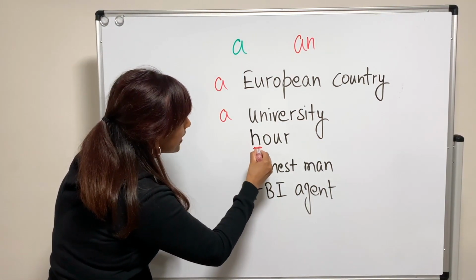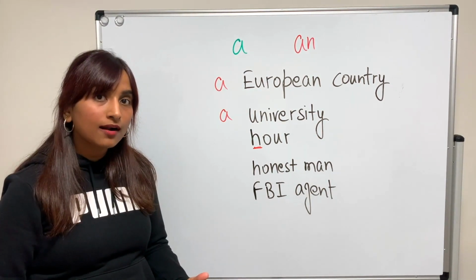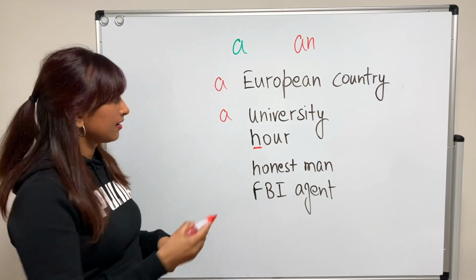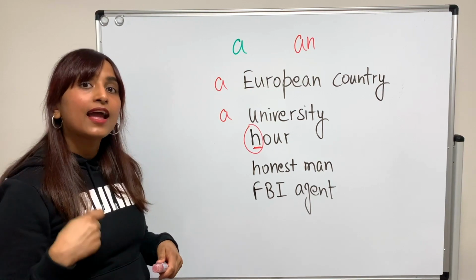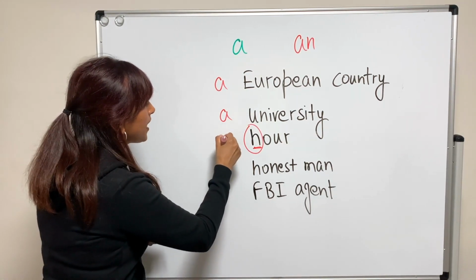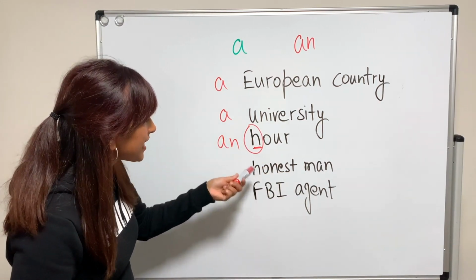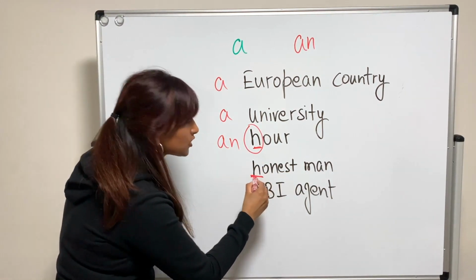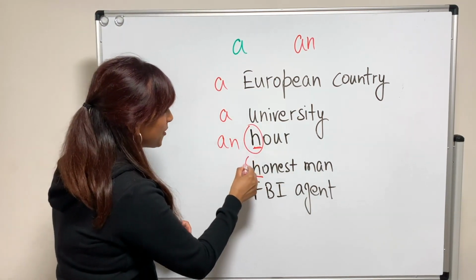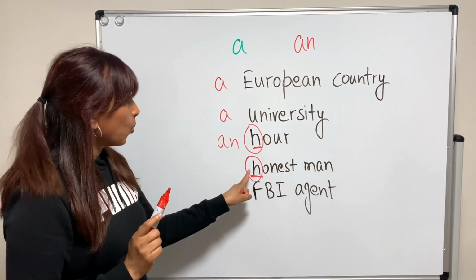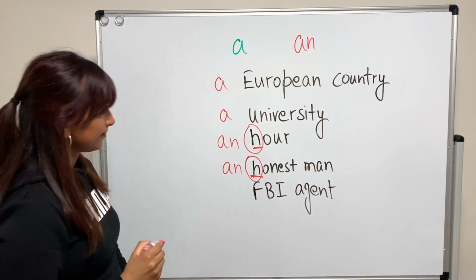This is a consonant letter, but I pronounce this word our. So the first sound you hear is a, our. I'm going to write an. Honest man. Same example. This is not honest, it is honest. So, because the word starts with a vowel sound, I'm going to use an.